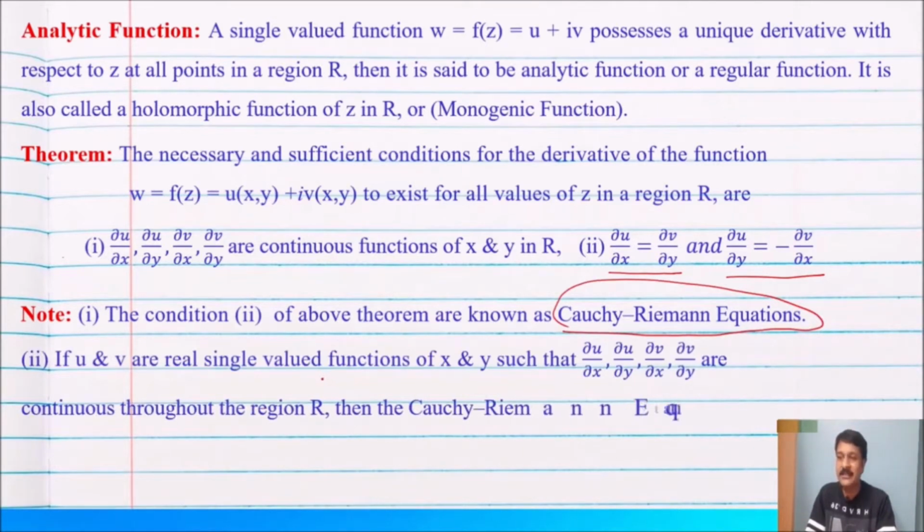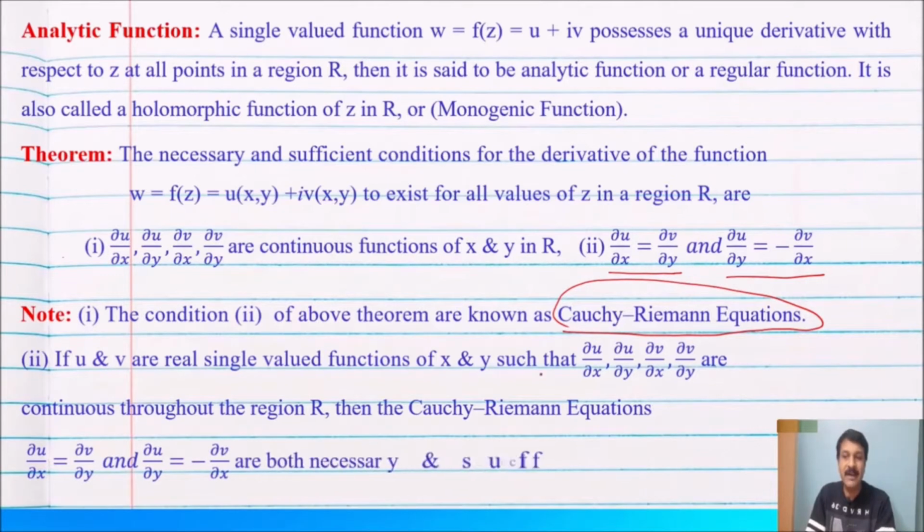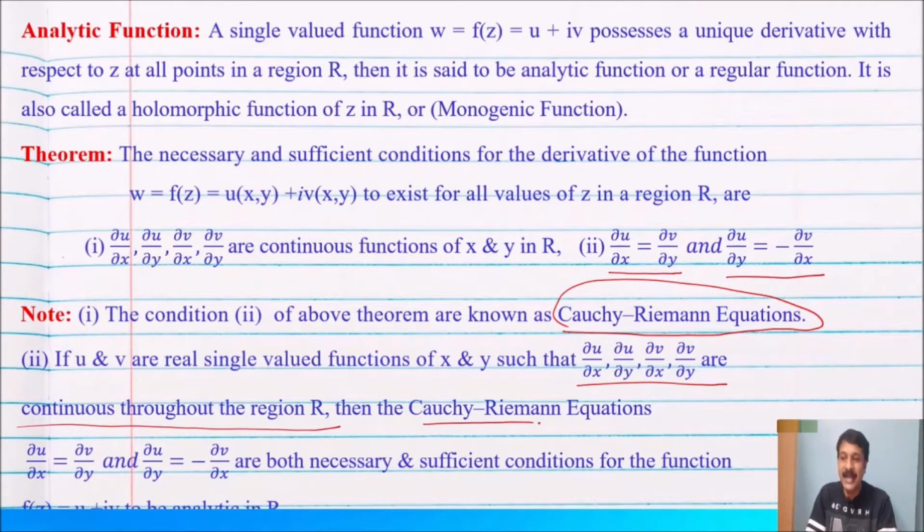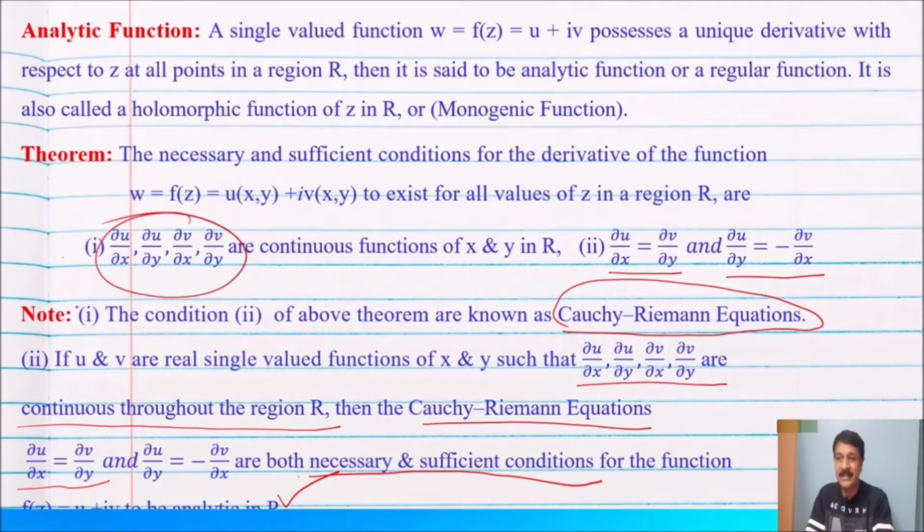If u and v are real single-valued functions of x and y such that ∂u/∂x, ∂u/∂y, ∂v/∂x, ∂v/∂y are continuous throughout the region R, then the C.R. equations, meaning Cauchy-Riemann equations ∂u/∂x equals ∂v/∂y and ∂u/∂y equals minus ∂v/∂x, are both necessary and sufficient conditions for the function f(z) equal to u plus iv to be analytic in the region R. It means that the first condition is continuity and the second is the C.R. equations. If the partial derivatives are continuous, then only this condition is necessary and sufficient for the function to be analytic or not.